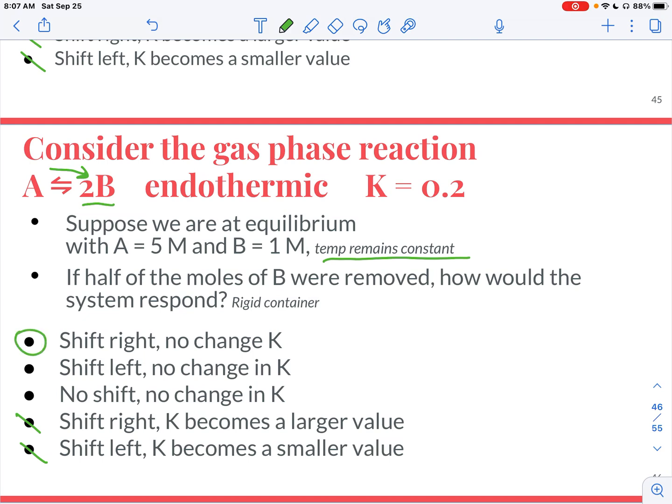And if you wanted to figure out Q, let's say Q equals, if we take away half the moles, and we're at a 1 liter container, we have 0.5 squared over 5. So Q would be this. Since Q is less than K, we know it's going to shift to the right. So again, if you wanted to do out the math, you can absolutely do that.